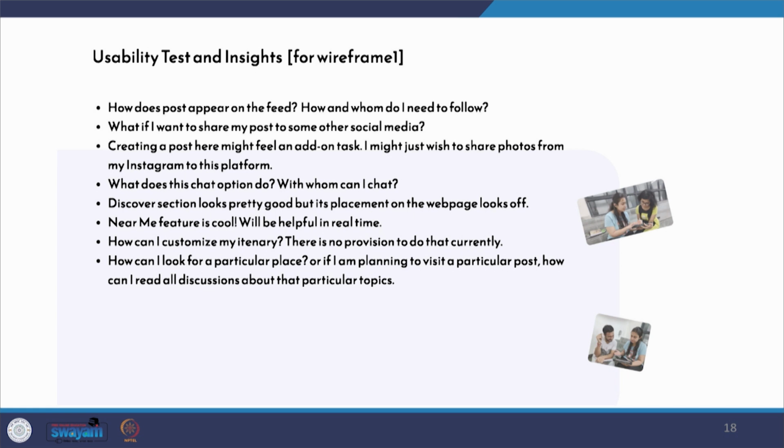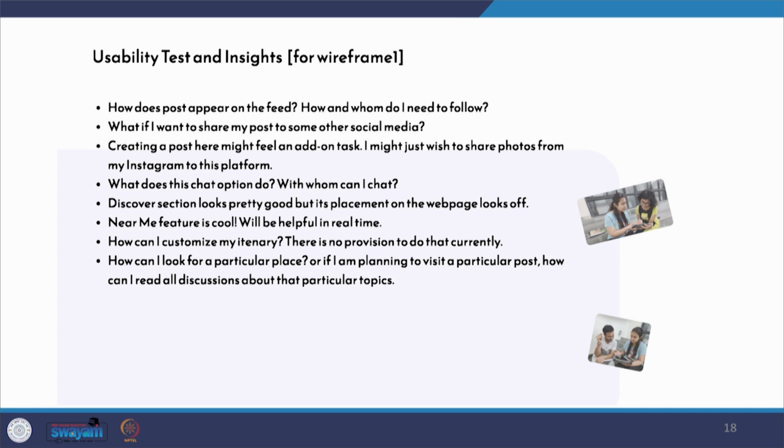So here we can see in the small images that the designer is conducting some of these usability tests with the users, and here are some questions that maybe the user is asking that they are not able to find answers for: how does a post appear on the feed, or how and whom do I need to follow, or what if I want to share my post to some other social media. So these might be some questions that the designer did not consider in the initial stage. Now this gives them a direction that, oh, I missed this information.